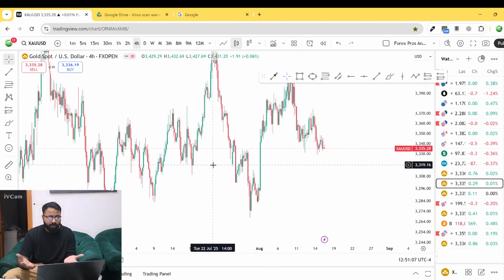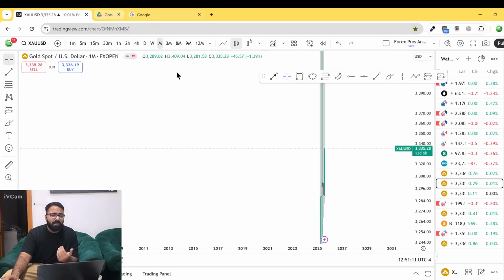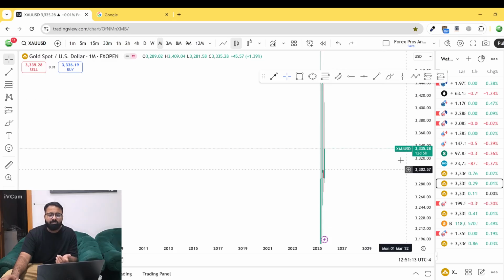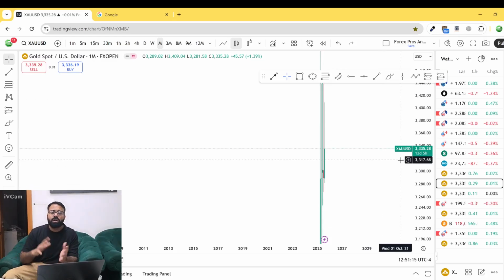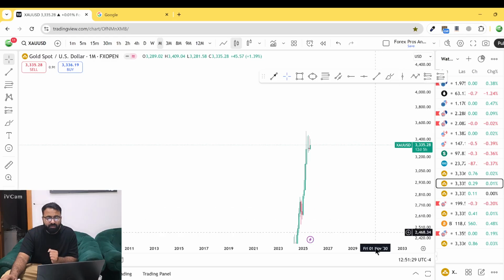So my favorite pair is gold, and we do multi-time frame analysis. Multi-time frame analysis means that we start from the higher time frame to get the basic idea of the direction, and move down to the lower time frames to see all the aspects and all the possible scenarios, so we can plan for the upcoming week. So first of all, on the monthly time frame, the situation is very interesting.